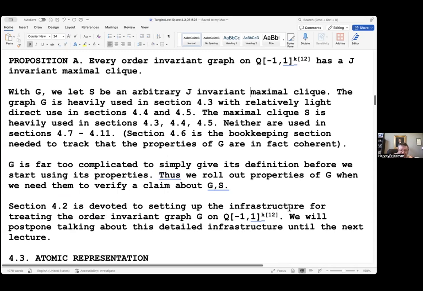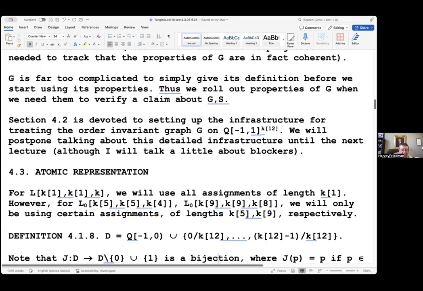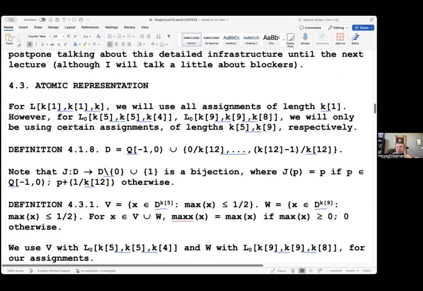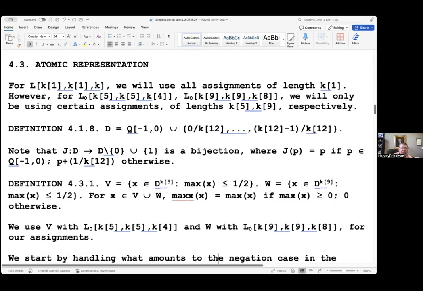So section 4.2 is setting up the infrastructure for treating the order invariant graph. We will postpone talking about this detailed infrastructure until the next lecture. Although I will talk a little bit about blockers. So this section is called atomic representation. And okay, this is review of what things I said already.